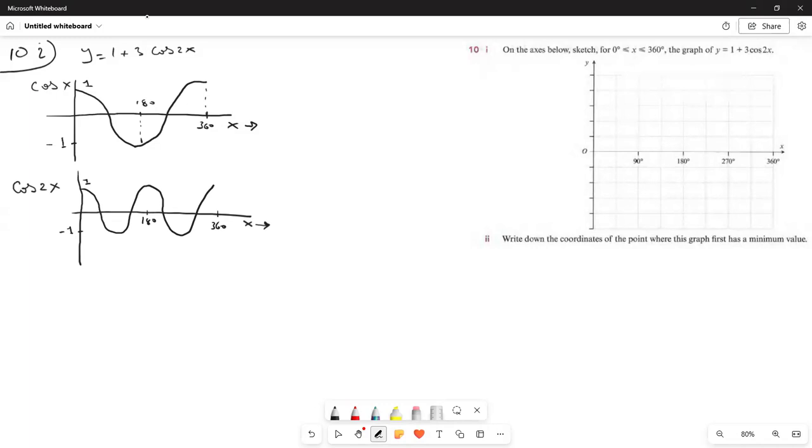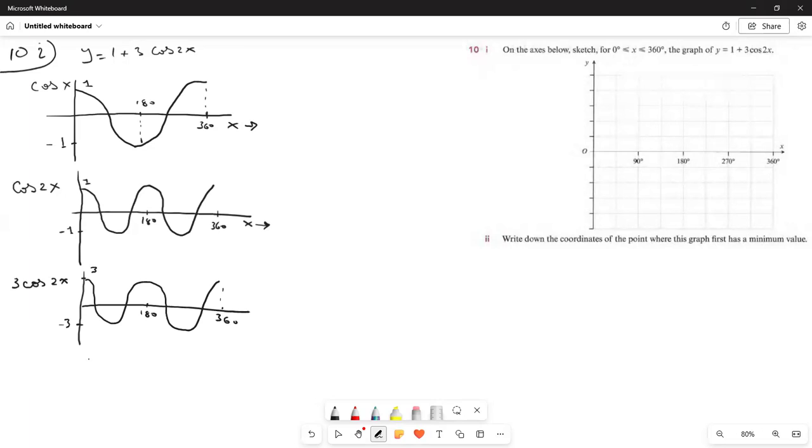Okay, and now I will make the sketch for 3 times cos 2x. So it will stretch the graph in the y direction 3 times. So the shape remains the same. I'm not very good at freehand sketching. So there is 90. Again, this is 180, but now the maximum value goes to 3 and the minimum to -3.